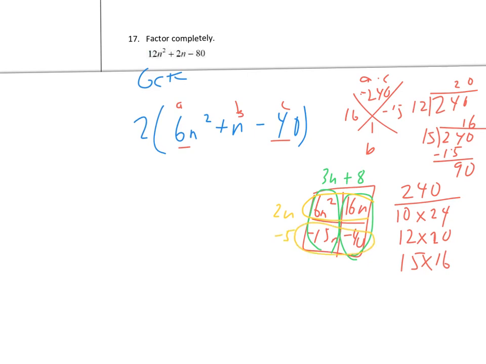I just kind of double check here, make sure everything multiplies back in. Yep, that's good. Oh, that's negative 15n and negative 40. That's all good. So then we have the 2 we took out front, and we get 3n plus 8, and then 2n minus 5. So I use the box on this one, but once again, you can use that grouping technique that I've been using on previous ones as well.